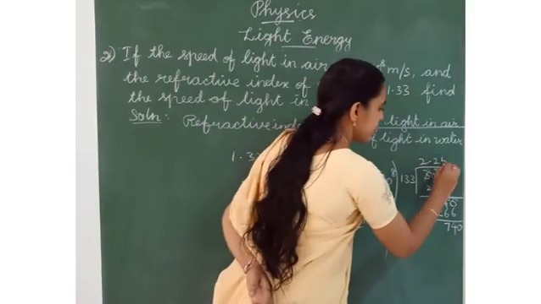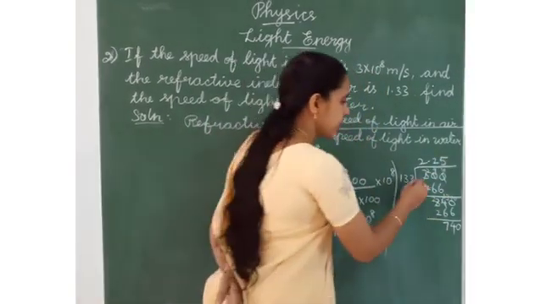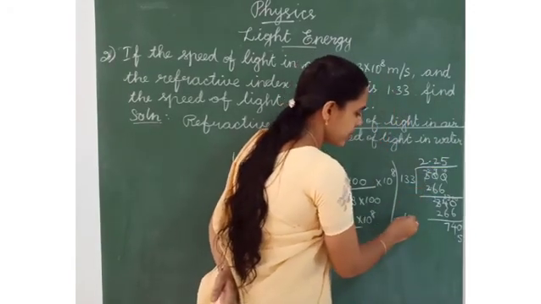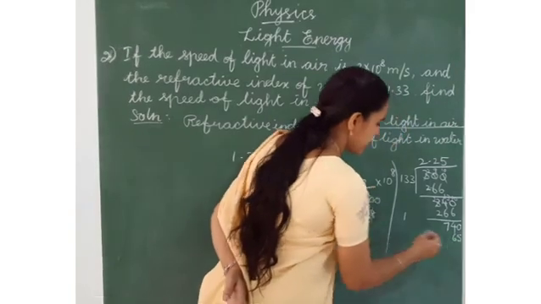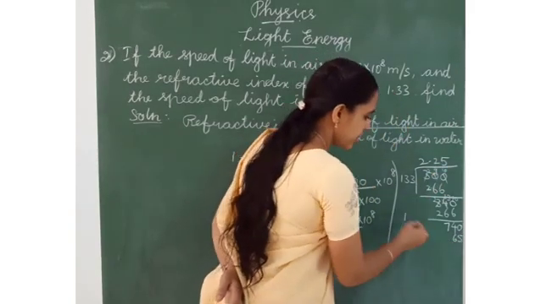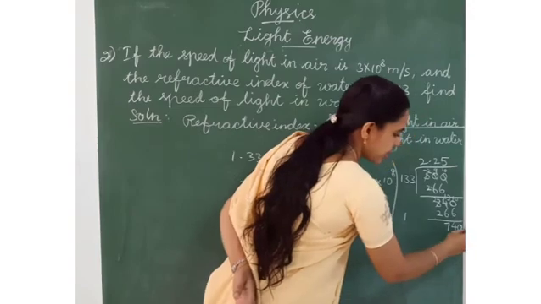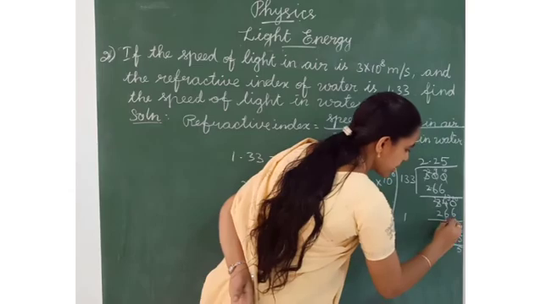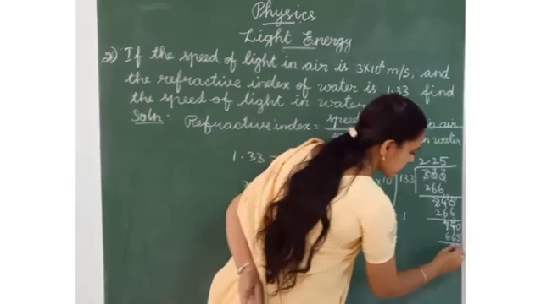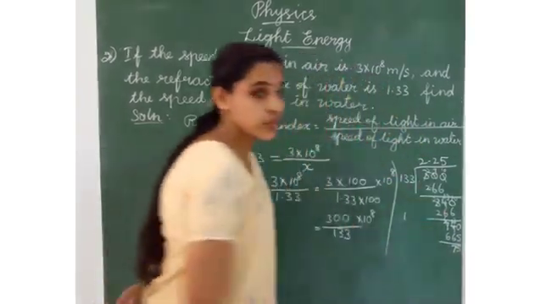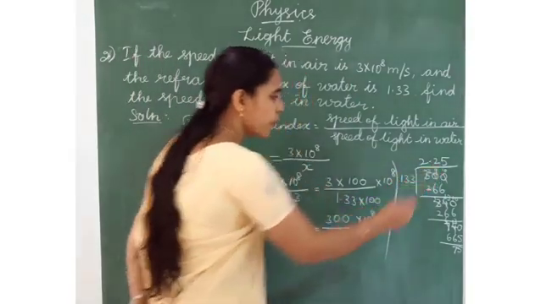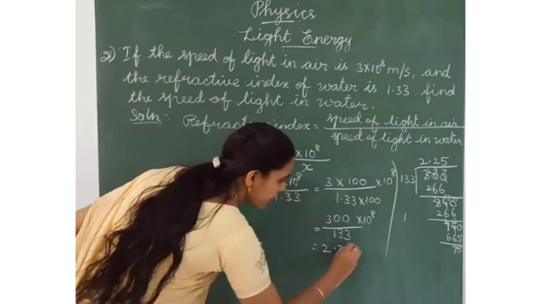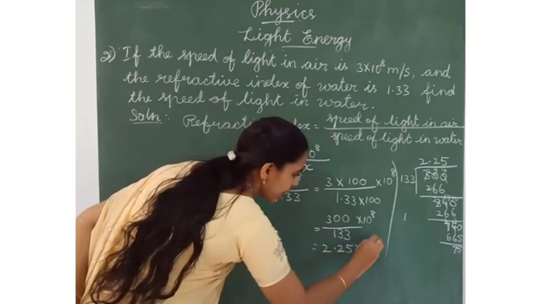Here multiply with 5. 3 5s are 15. 1 balance. 3 5s are 15, plus 1, 16. 1 balance. 1 5 is 5, plus 1, 6. 10 minus 5, 5. Here 3, 13. 13 minus 6, 7. It will go on. So the answer is 2.26, 2.25 into 10 power 8.